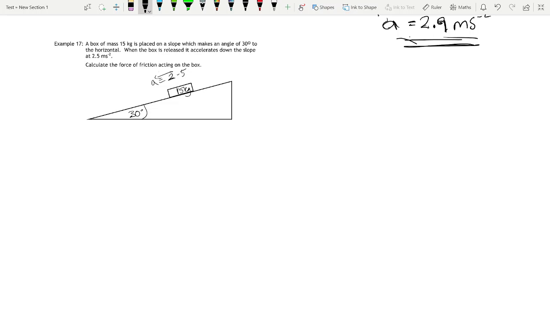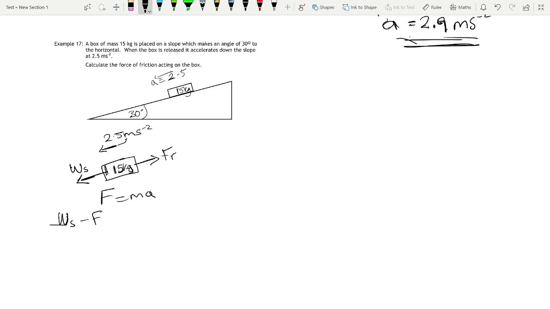So what we've got here is a 15 kilogram box. We've got a force down the slope, which is our component of weight down the slope. We've also got a force of friction. And we know that it's accelerating at 2.5 meters per second squared. So we're going to have to use F equals ma at some point, which is going to be the component of weight down the slope minus the friction equals the mass times the acceleration.